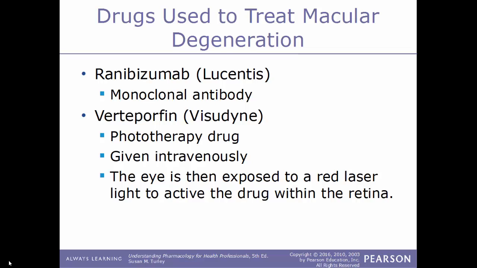Verteporfin, which is sold as Visudyne. This is a phototherapy drug. This kind of drug will be given intravenously. Then after the intravenous administration, the eye is then exposed to a red laser light to help activate the drug within the retina. That's why it's a phototherapy drug.